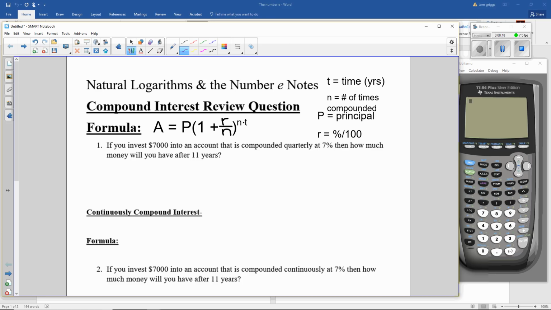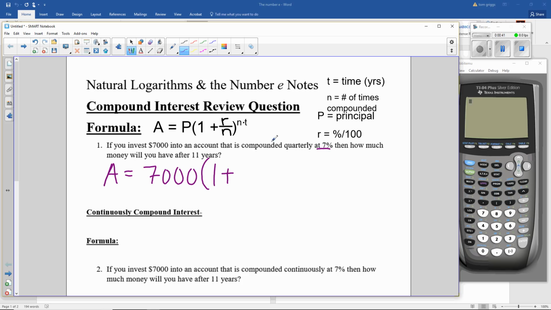This will show up on our benchmark test. So there's just a quick warm-up question right here. There's the formula. We are investing $7,000, so that is our initial principal. Our rate in this problem is 7%.